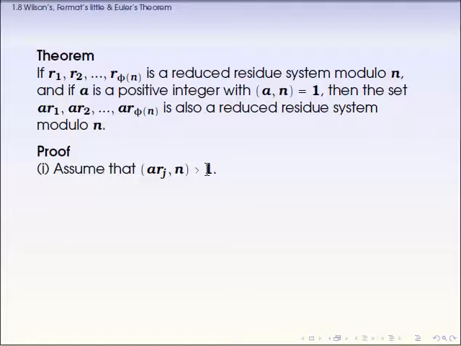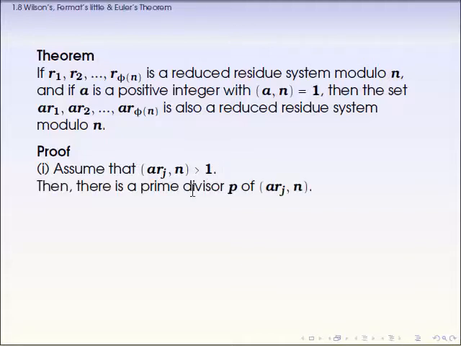So first, let's say one of these is not relatively prime with n. Because to become a reduced residue system, by the definition, all of them are relatively prime with n. So we don't know that one, so we need to prove it. Let's assume one of them is not. So one of them is not relatively prime with n, which means the greatest common divisor of these two numbers, for certain a rj, should be greater than 1.